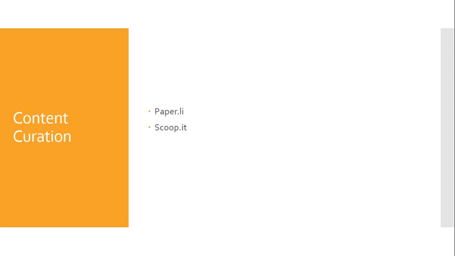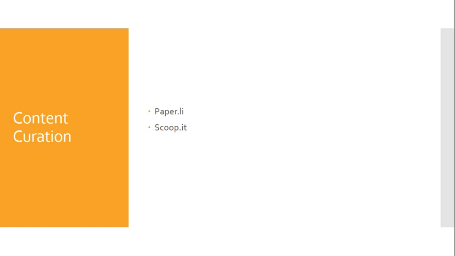Well, there are some tools that you can use to create, or to curate, I should say, content in this way. And paper.li is one, and scoop.it is another one. These are websites, so you can just go to paper.li or scoop.it and set these up to curate content for you. Now Paperly, we'll call it Paperly and Scoop It. Paperly is one where you can go and it will do a lot of the work for you.